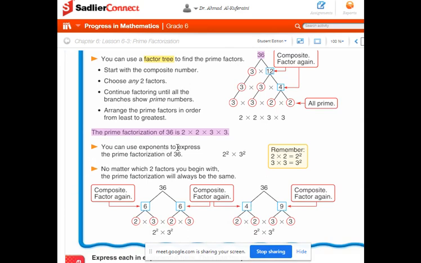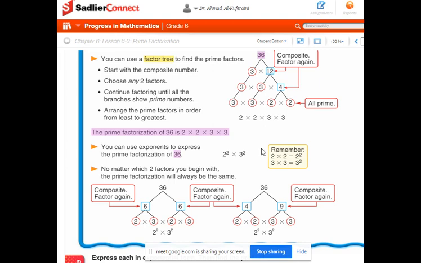We can use exponents to express the prime factorization of 36. You know that here we have 2 and it's repeated twice, and we have 3 and it's repeated twice. So the 2 times 2 could be written as 2 squared, and the 3 times 3 could be written as 3 squared. Do you understand?